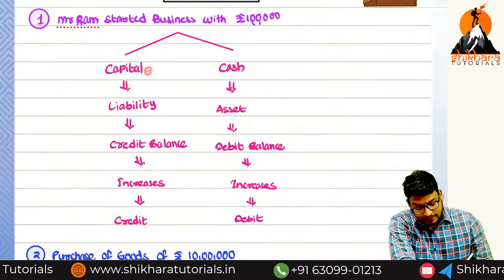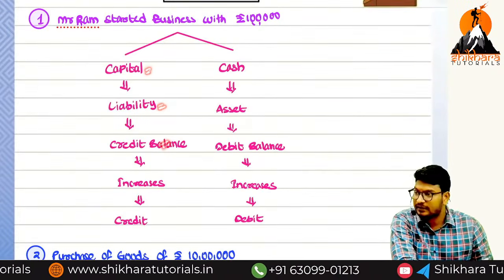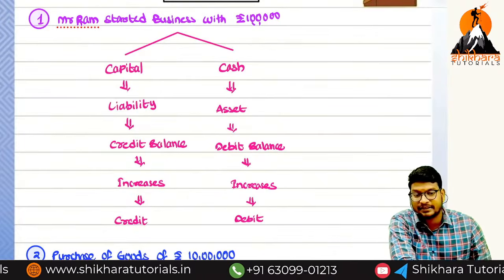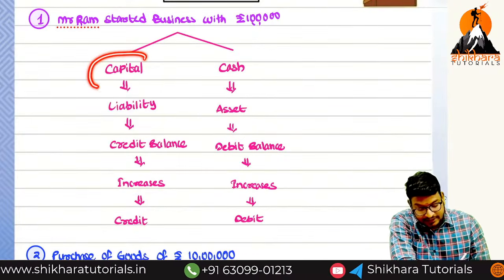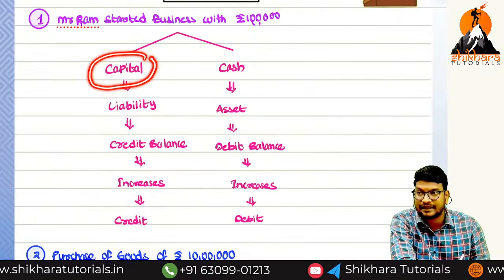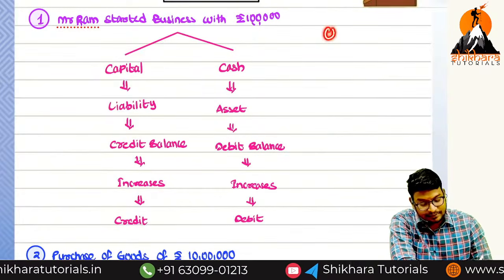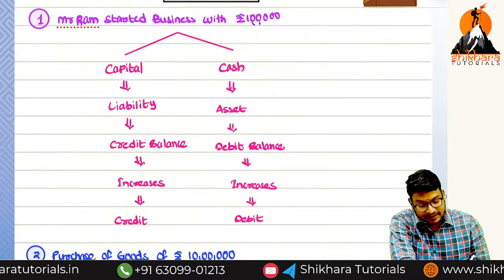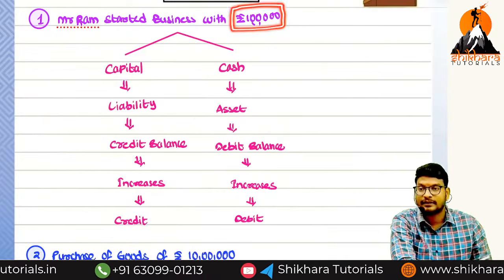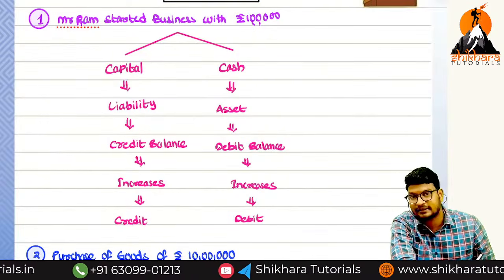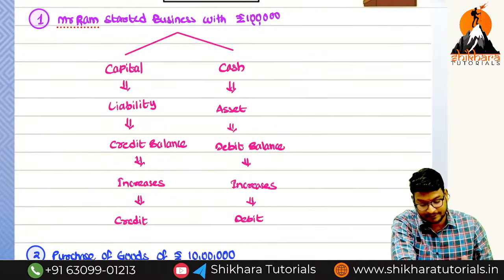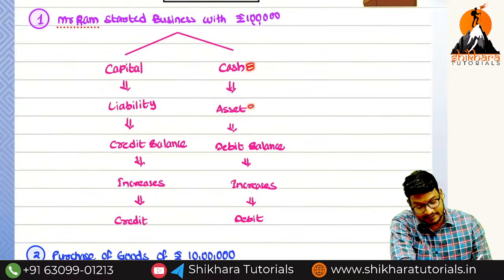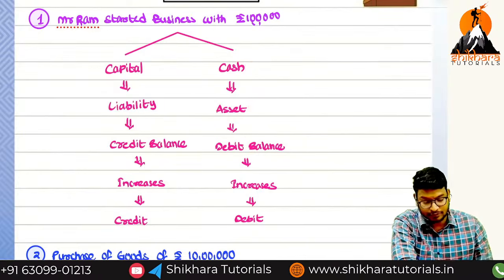So capital is a liability, which will have which balance? Credit balance. We have to decide whether it increases or decreases. Sir, just now we have created the liability. Before that, is there any liability? No. Before that, the liability is equal to 0. Now the liability is equal to how much? 1 lakh. That is the reason: does the liability increase or decrease? Increases. So what we have to do? Credit.